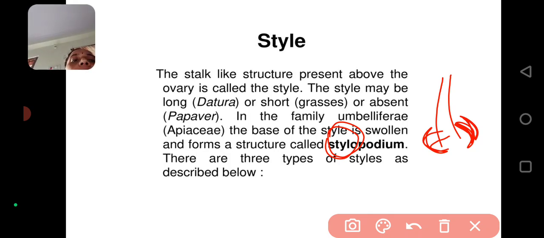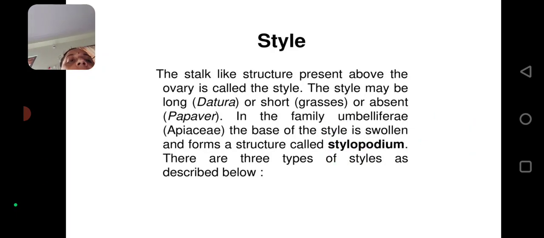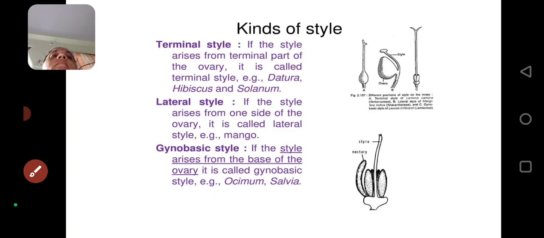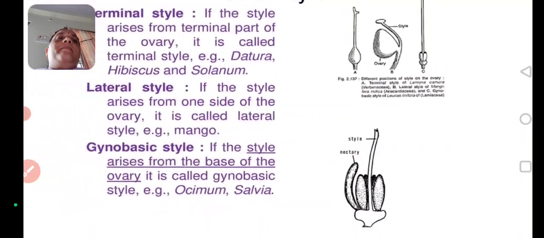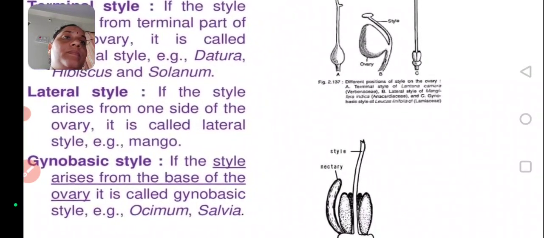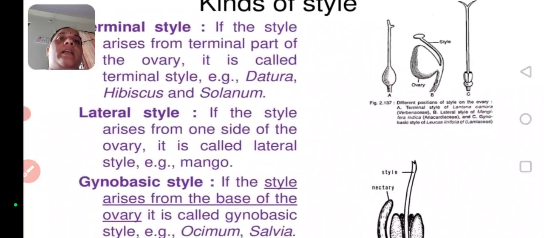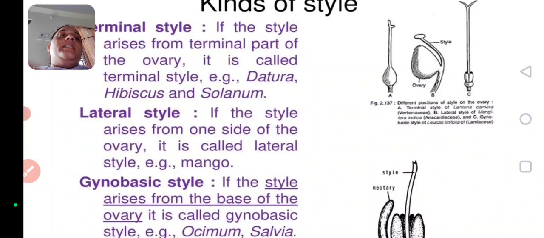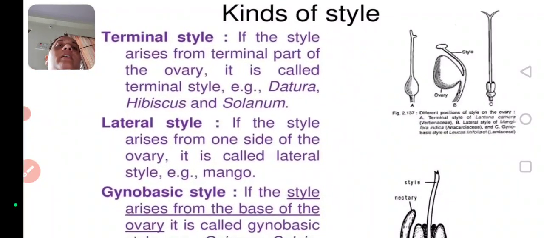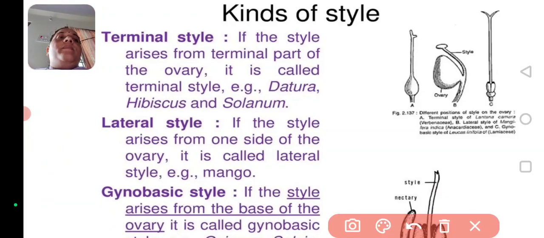There are three kinds of styles: terminal style, lateral style and gynobasic style. If the style arises from the terminal part of the ovary, it is called terminal style. Examples are Datura, Hibiscus and Solanum.